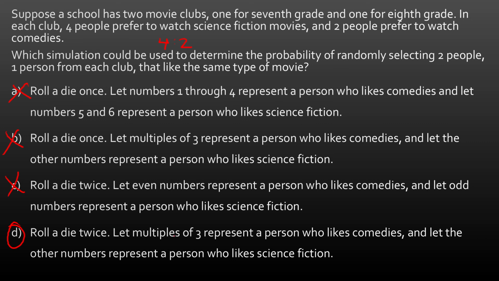And D says I'm letting multiples of 3 represent a person who likes comedies. And if I think about it on a dice, if I were to roll a 3 or 6, that is a multiple of 3. So that is 2 different outcomes, which matches the 2 people that prefer to watch comedies from my problem.